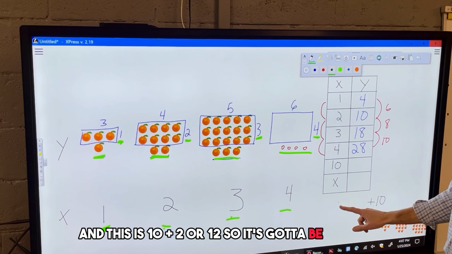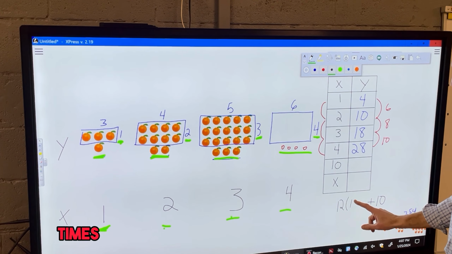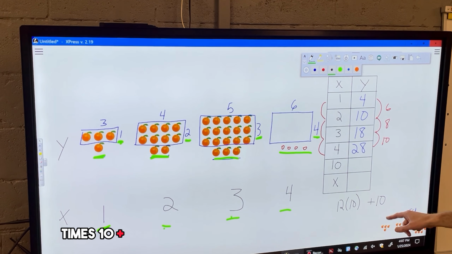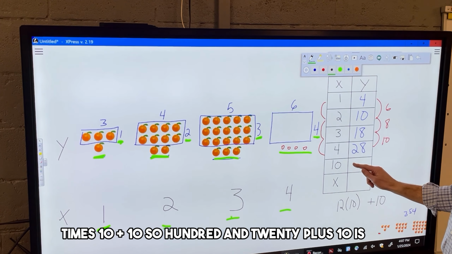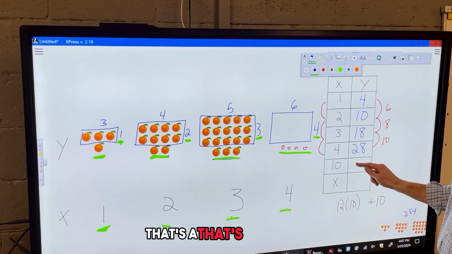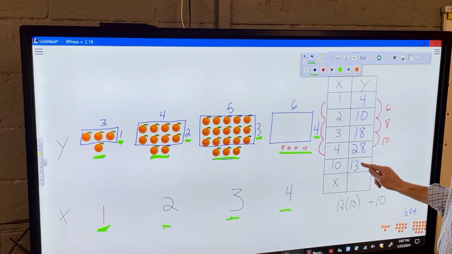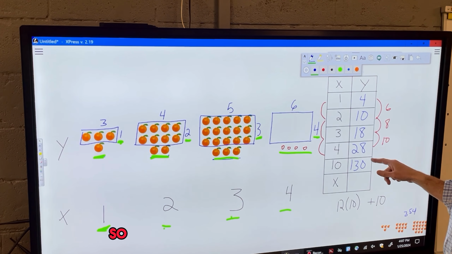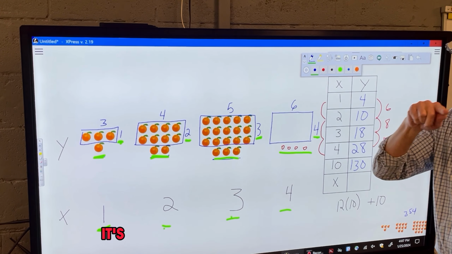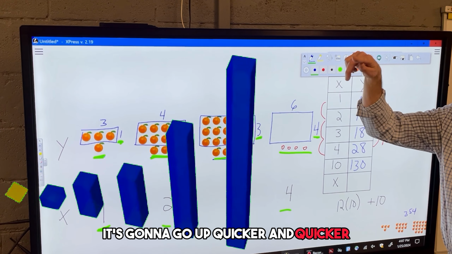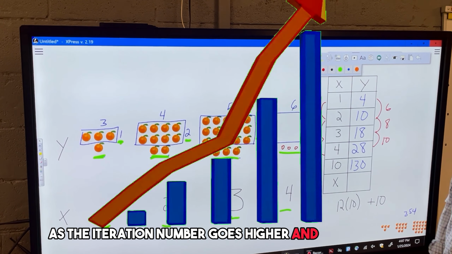So it's got to be 12 times 10 plus 10. So 120 plus 10 is 130. That's a big leap from the fourth iteration. So it's not going to be linear growth. It's going to go up quicker and quicker as the iteration number goes higher and higher.